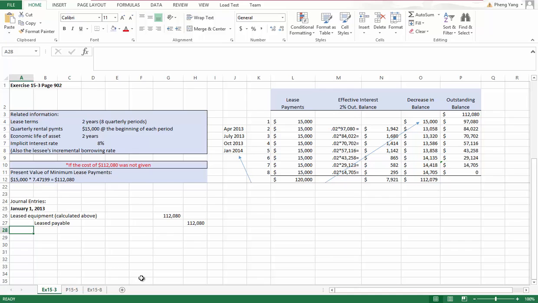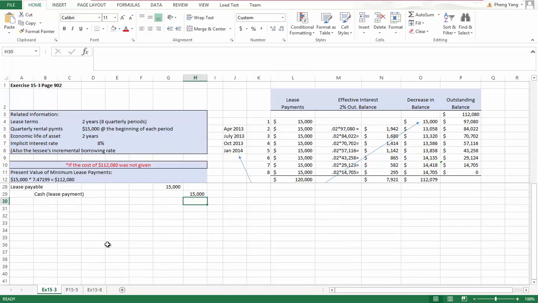And for January 1st, 2013, we also had that first payment. So I'm going to debit lease payable, and I'm going to credit cash for the lease payment. Remember, there's no interest for that first payment. That's what I'm going to do.